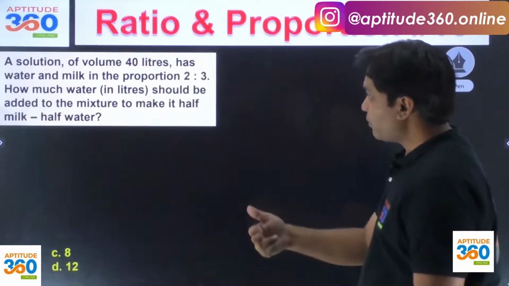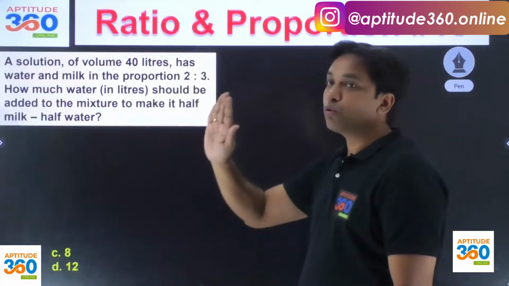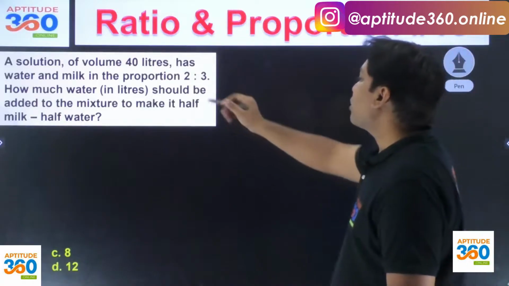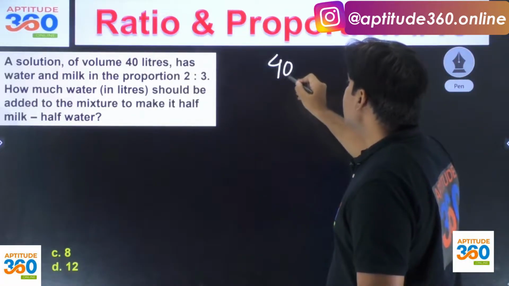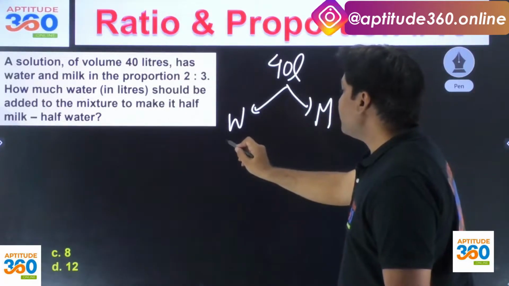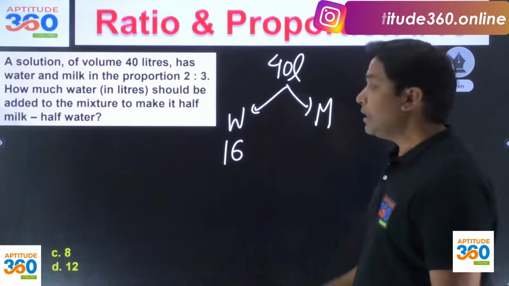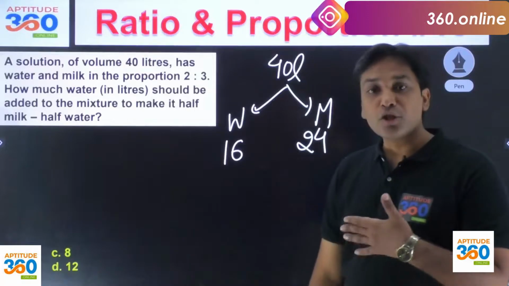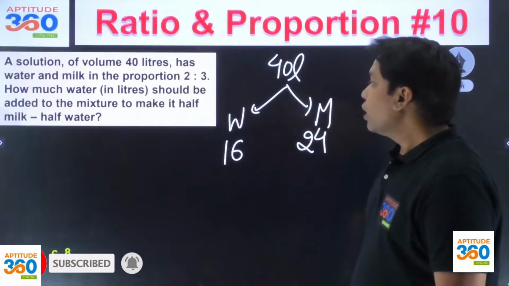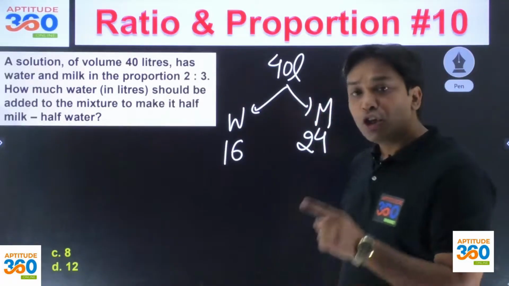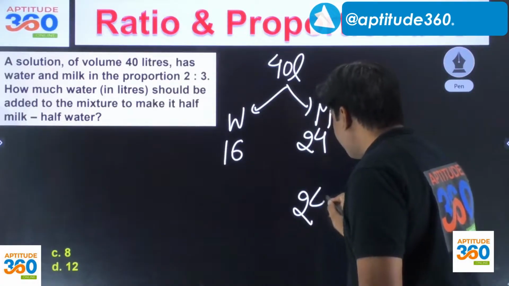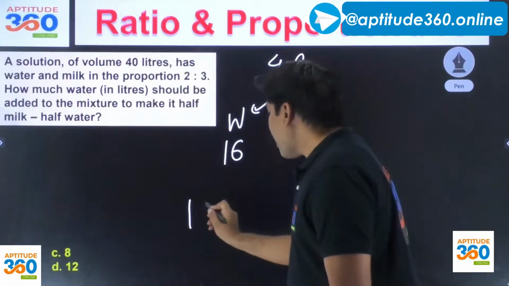Now, the second problem. It is in continuation to what we did. A solution of volume 40 liters has water and milk in the proportion 2:3. So you have got 40 liters and then you have got water and milk. So we figured out that the water is 16 liters whereas milk is 24 liters. This is what we did in the previous problem, isn't it? How much water should be added to make it half water, half milk? Understand, you're mixing water, you're not mixing milk. So milk any which way is going to be 24 liters, and then you add some water.